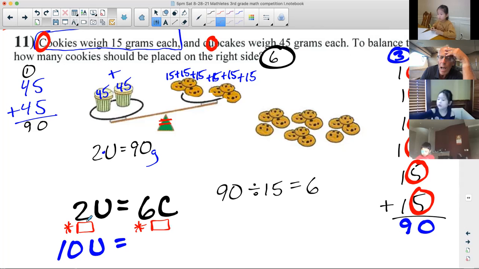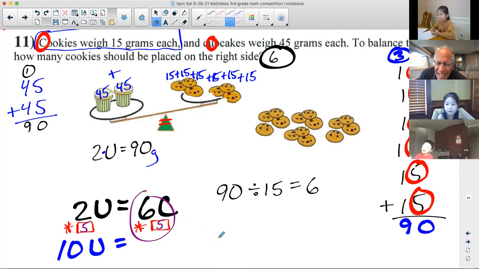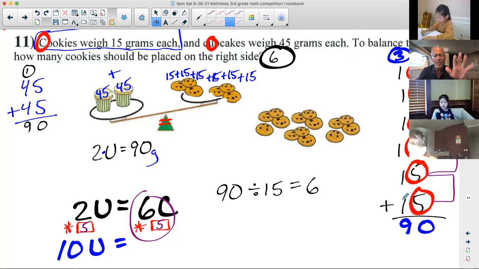So everybody, 2 times what equals 10? On 3. 1, 2, 3. 5. 2 times 5 equals 10. So therefore, don't say it out loud yet. Write it down. How many cookies would equal 10 cupcakes? Remember, we're now doing 6 times 5. And remember what we got when we just added 5 and 5 and 5 and 5 and 5 and 5, 6 times. All right, on 3, 1, 2, 3, go.